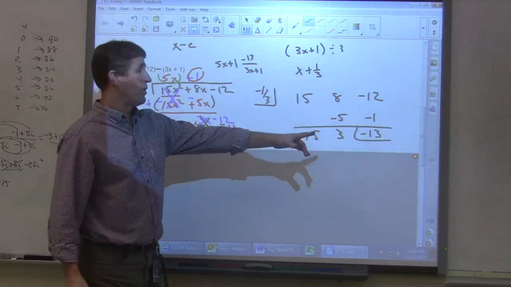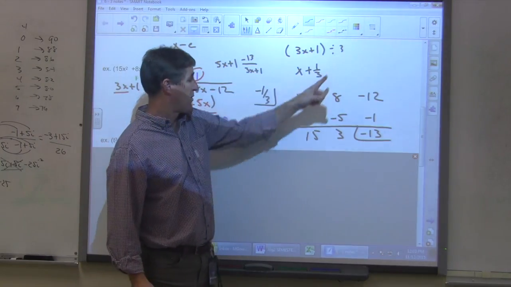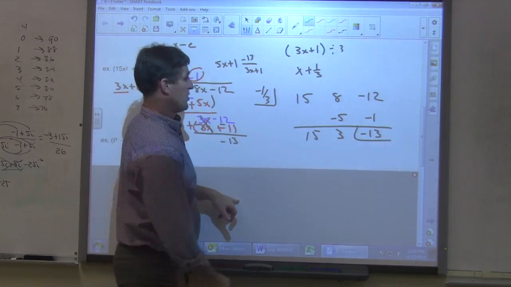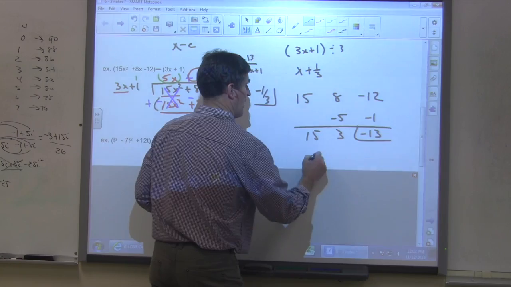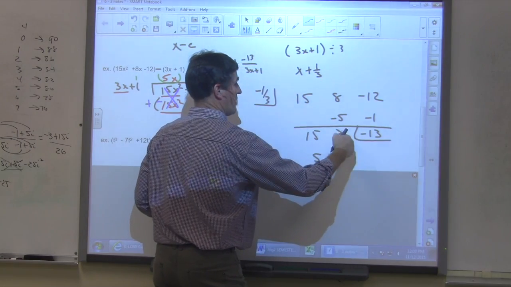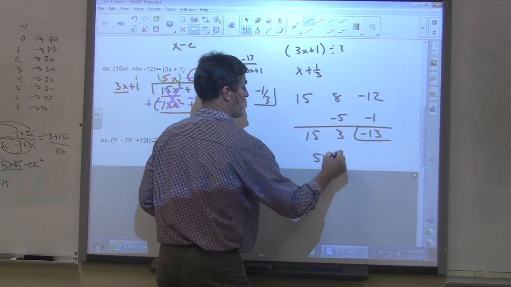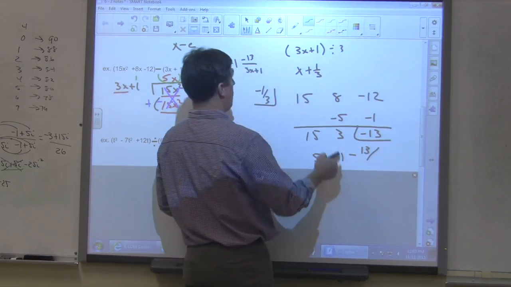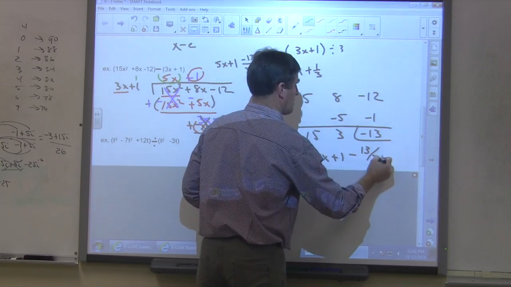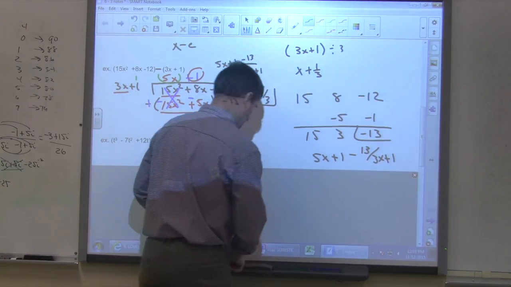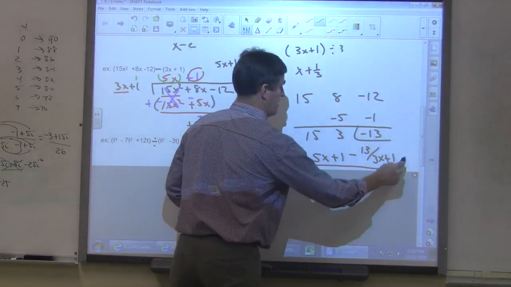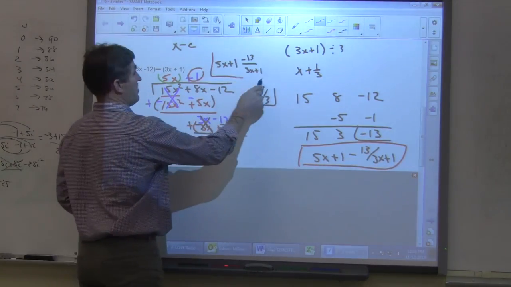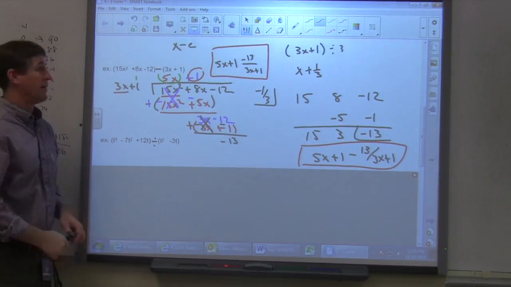Now, here's what you do if you've done this. Because I divided this by 3, I'm going to divide just the numbers out front by 3. So if I divide those by 3, I get 5. Now remember, it's remainder, constant, first power, so 5x plus 1, and then minus 13 over what I was dividing by, 3x plus 1. And as you can see again, this answer is the same as what we got here.